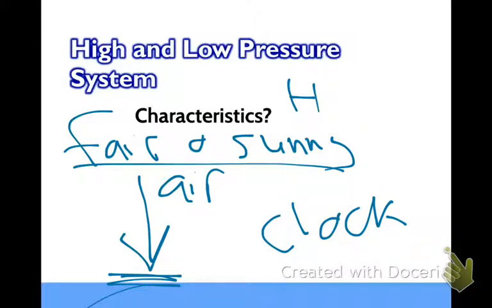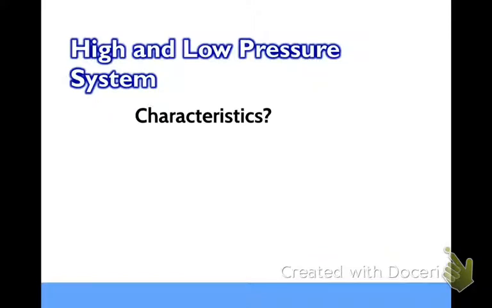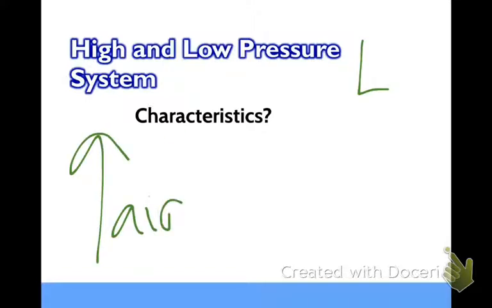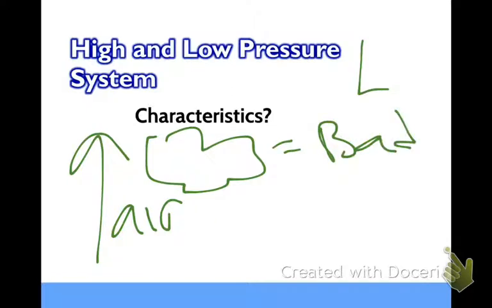So let's go ahead and review low pressure. With low pressure, you have rising air. So the air is going up. This is going to create a bunch of clouds, which is going to give you that bad weather. Low pressure systems spin counterclockwise.